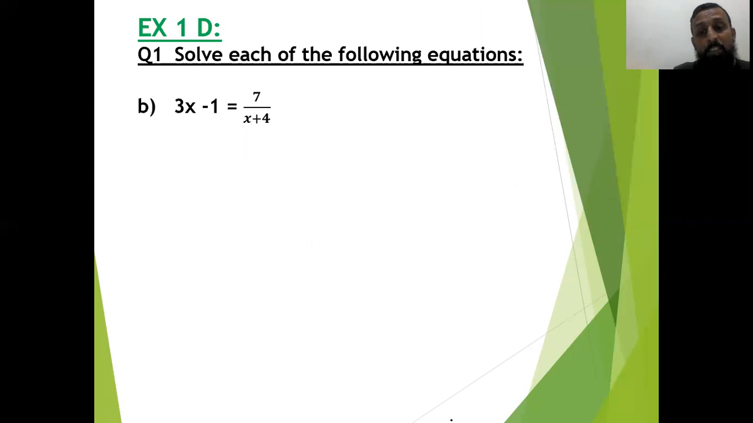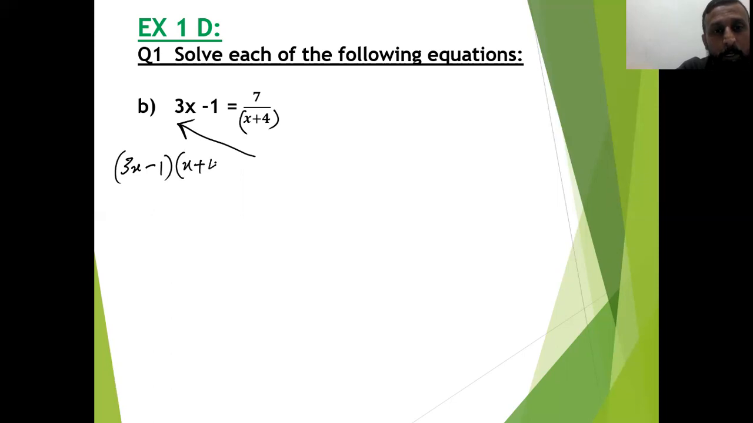Now moving on to exercise 1D, question number 1. Solve each of the following equations. Again, we have got some fractional equations in this exercise. So what we need to do is manipulate it by moving all the numbers on one side. Let's do it. Let's cross multiply this denominator x plus 4 on this side and see what we get. So 3x minus 1, then we have x plus 4 equals 7.